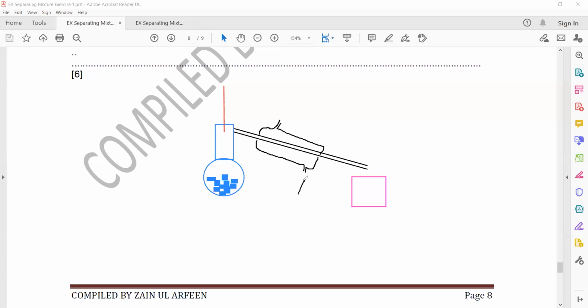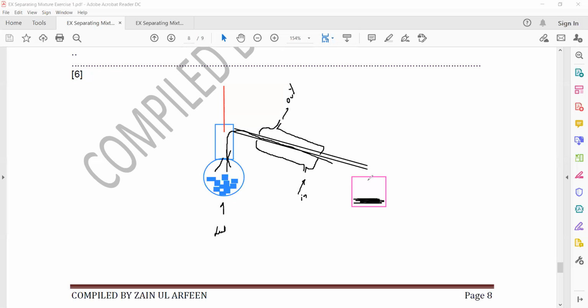So cold water will enter here, and after absorbing energy, it will go out from the other side. When we supply heat energy, these nickel sulfate crystals contain water. So the water molecules will escape from the crystals and the condenser will remove the energy. So we will obtain pure water at the other side.